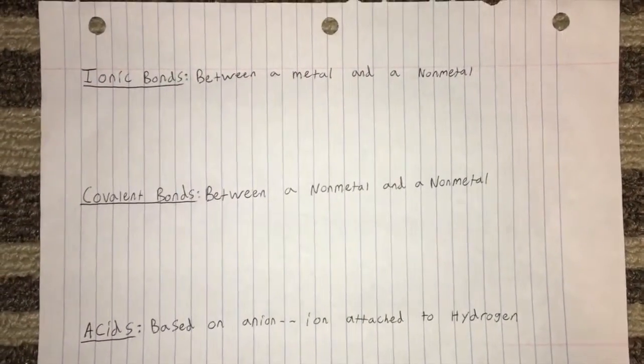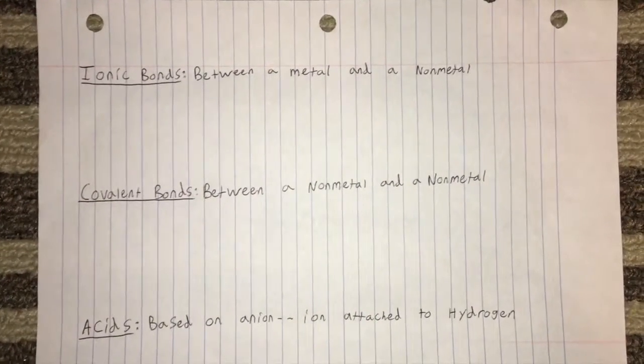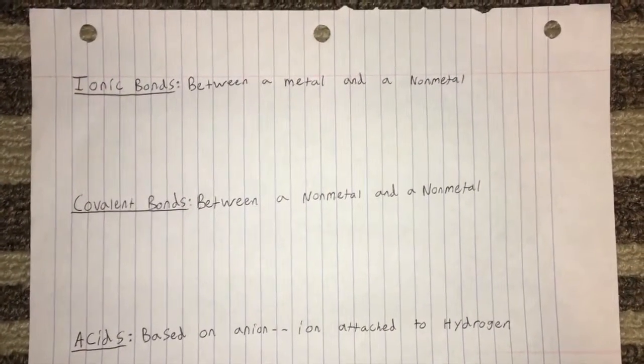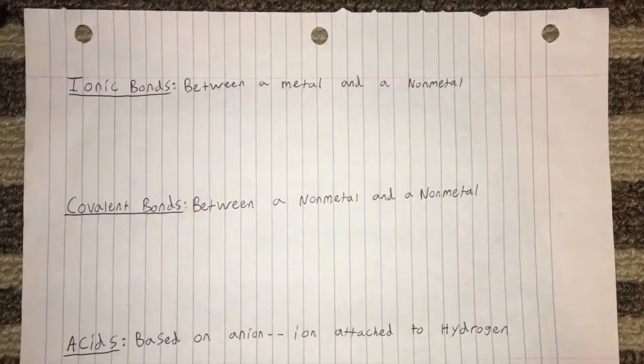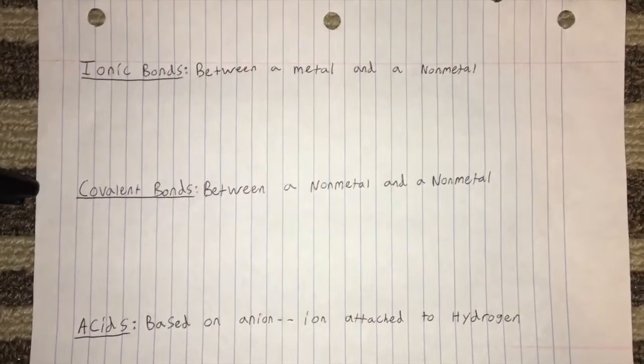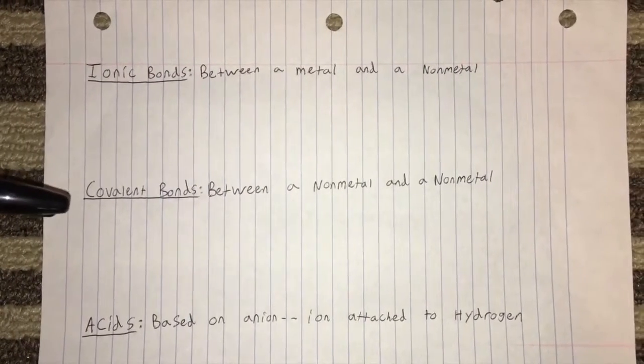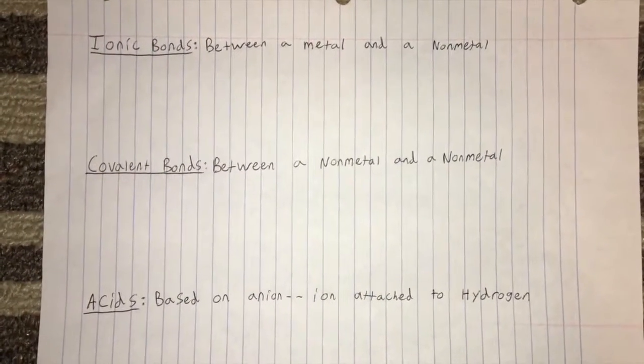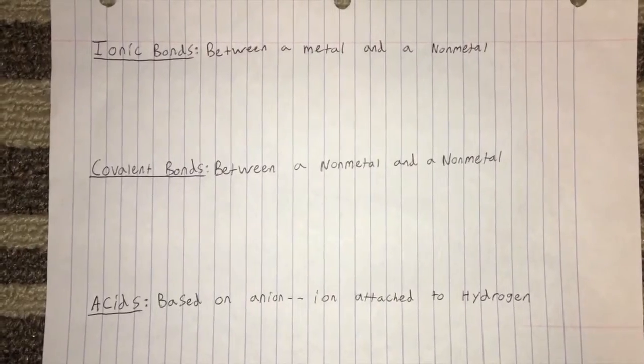To understand nomenclature, we need to understand what kind of bonds we're looking at. The first bond is an ionic bond, which is between a metal and a nonmetal. The second type of bond is covalent bonds. Covalent bonds are between a nonmetal and another nonmetal. And then we have acids, which are based on anions, which are the ions attached to hydrogen.